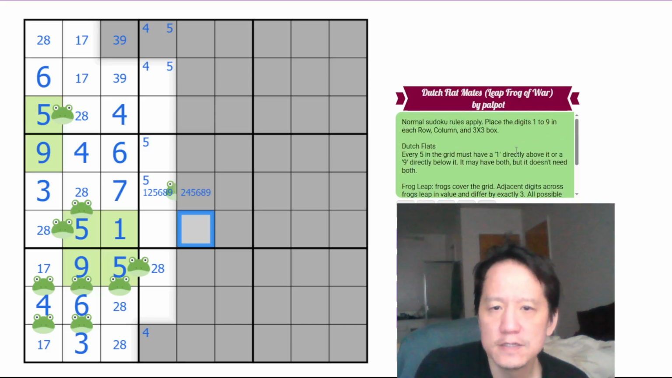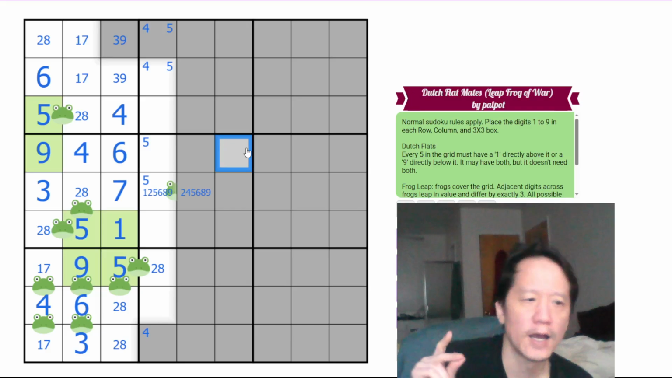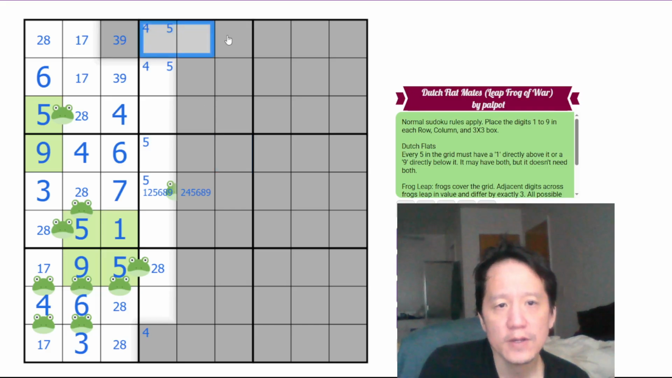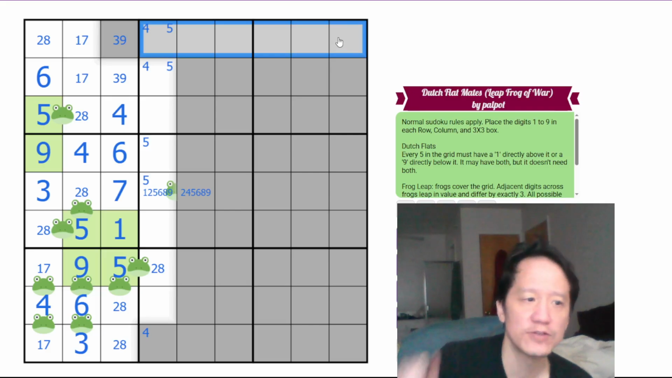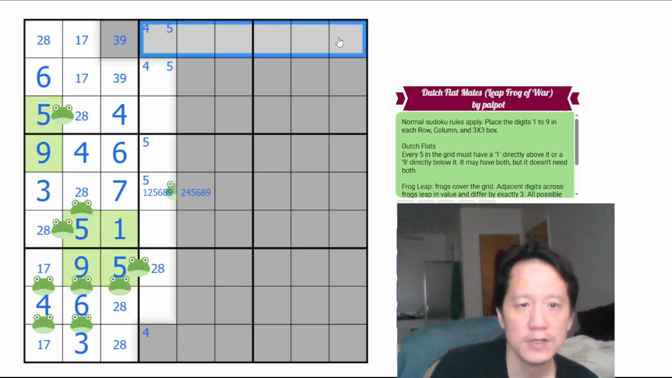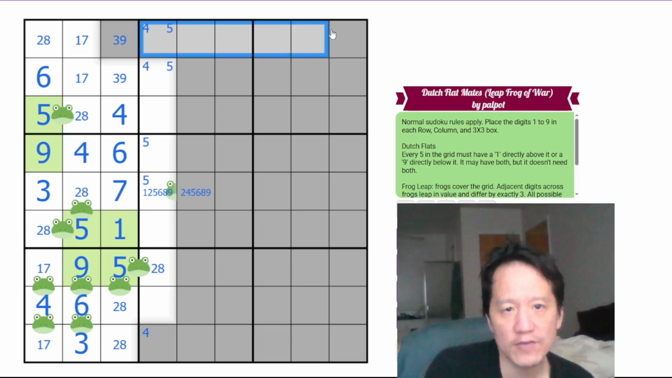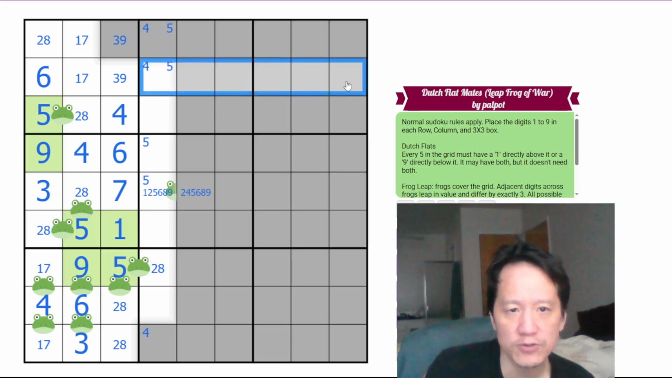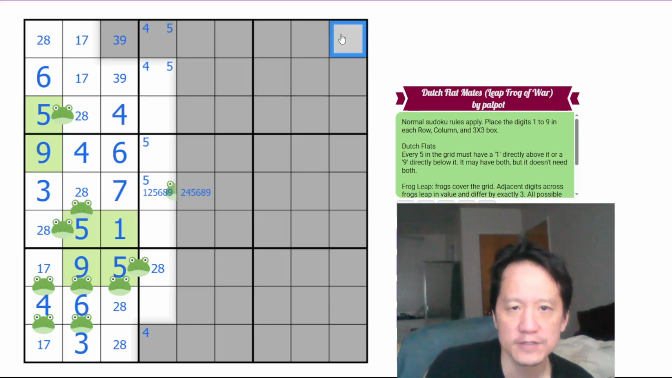Let's see. Okay. In this puzzle, there must be a 5, obviously, in row 1 somewhere, right? What does that 5 have to have? It has to have either a 1 above it, which is not possible, or a 9 below it. Well, 5 cannot be here, so 5 has to be one of these 6 digits, which means there must be a 9 underneath it to satisfy the Dutch flatmates rule set.